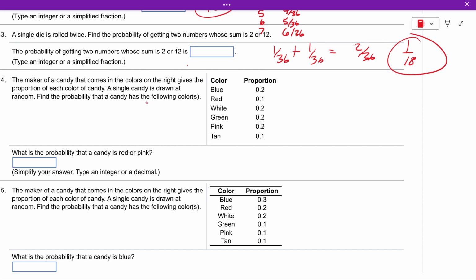All right. So you have the probabilities of drawing colors. What's the probability of drawing a red or a pink? So if it says or, you add the numbers together. If it says and, you multiply them. So the red is 1 out of 10, because it's 1/10. The pink is 2 out of 10. So you have 3 out of 10, or 0.3 chance.